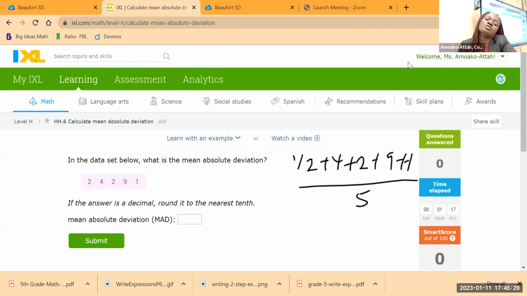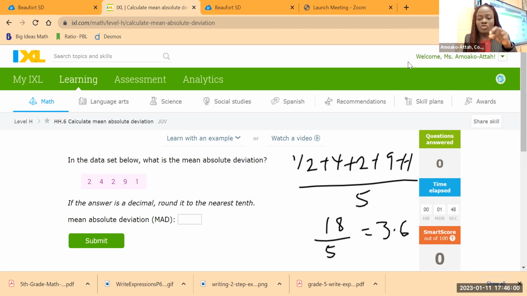So 2 plus 4 is 6, 6 plus 2 is 8, 8 plus 9 is 17, plus 1 is 18. So 18 over 5. All right, so what is 18 divided by 5? You're getting 3.6. Okay, all right, good. So that's the first step.